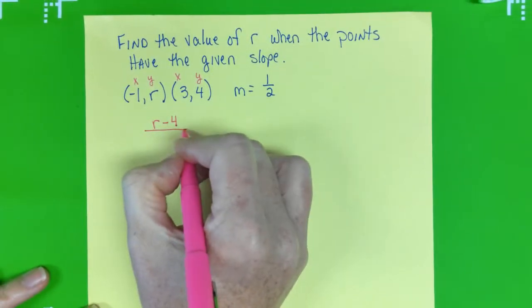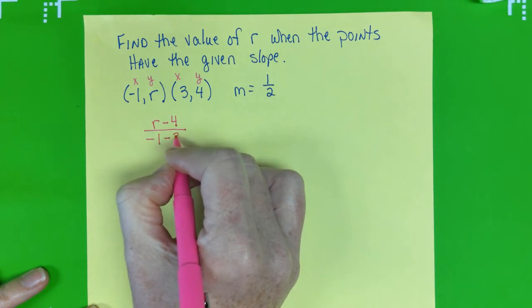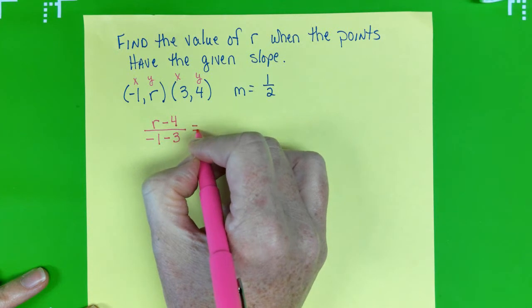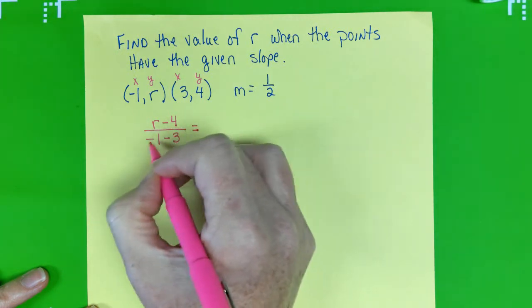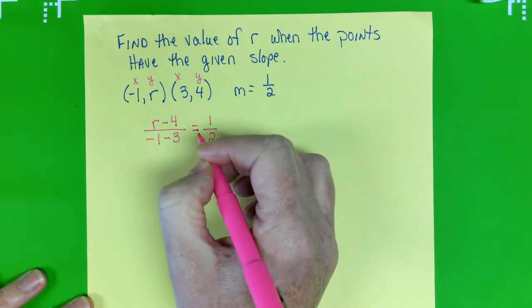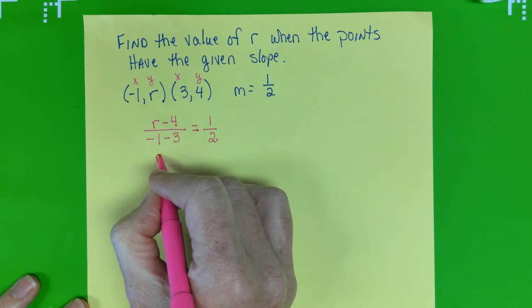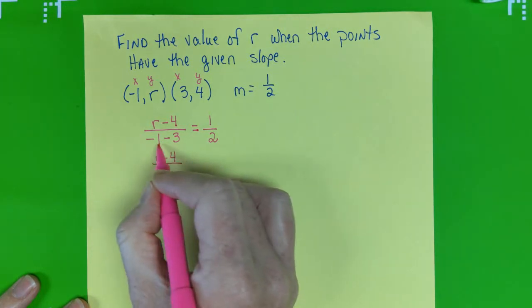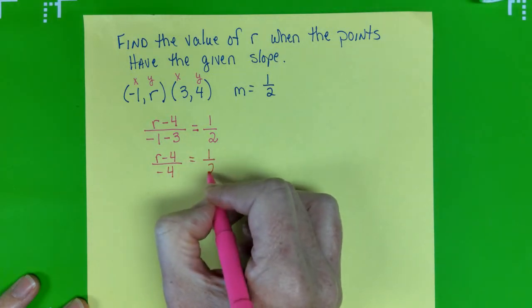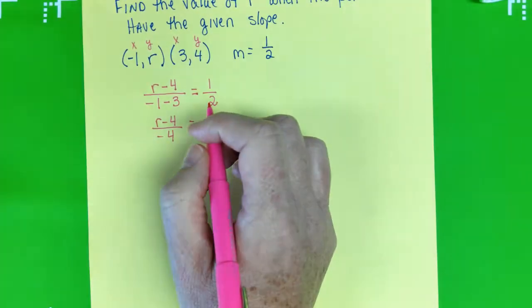Now when we do this, I'm sorry that keeps refocusing. I'm going to say R minus 4 over -1 minus 3, and we should know that those could be switched around, equals our slope. So y minus y over x minus x equals our slope of 1/2. Now the next thing I'm going to do is simplify -1 minus 3 because I can actually put those together. And so now my slope formula looks like this.